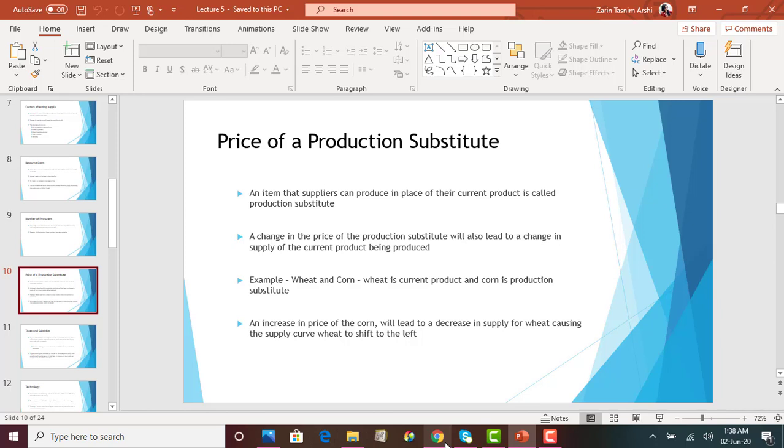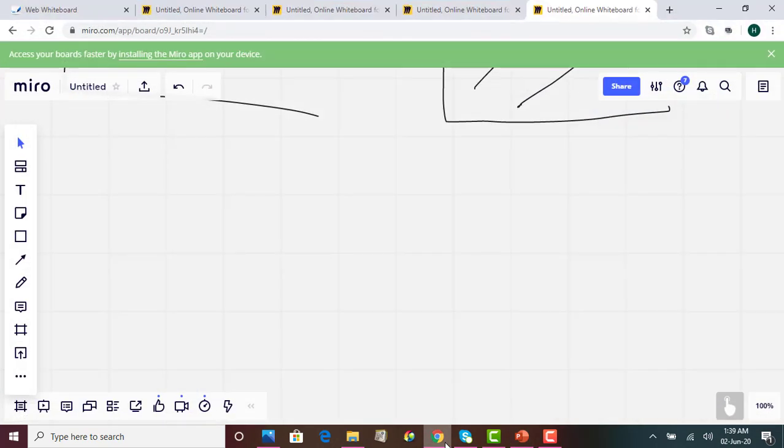Or another example would be corn or wheat. We are going to need the same amount of land space, the same fertilizers and the same machines, and the same labor skills that we need to grow corn or to grow wheat. So when there is a change in the price of the production substitute, my supply will change. Let's say there is a change in the price of wheat and I produce corn, then if the price of wheat goes up, there will be a change in supply for corn. Okay, and that will cause the supply curve to shift. Now I wanted to show this change in terms of the graph so you guys understand.